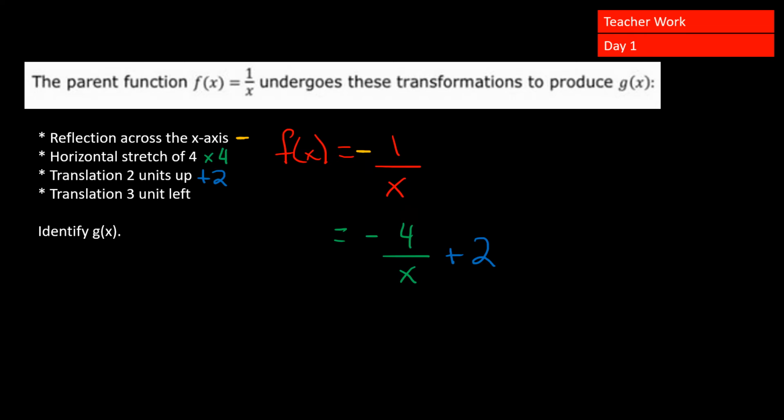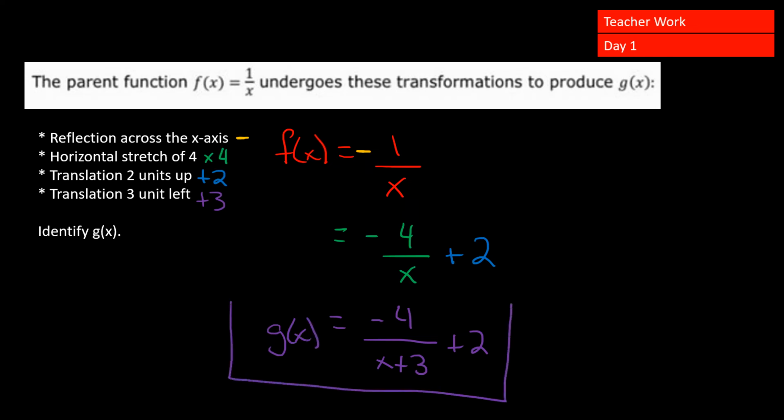And lastly, a translation of 3 units to the left. So that means that we would have to go x. Now we're going to the left. A lot of students will want to put x minus 3. They think they go negative 3, but remember it's what our factor is. So it'd actually be an x plus 3 plus 2. And this would now be our g of x. Okay. So one step at a time, and just watch those transformations there.